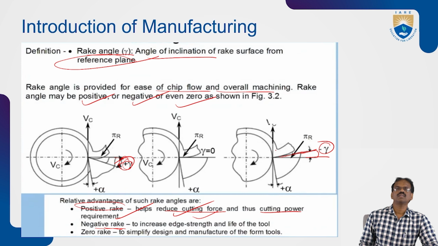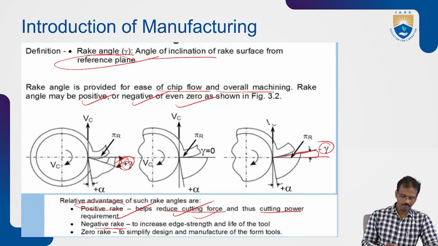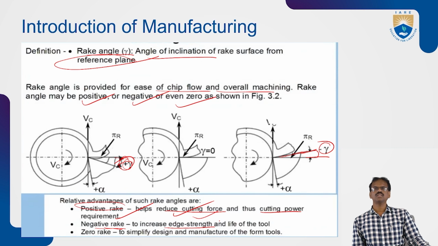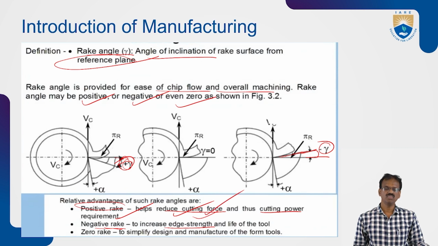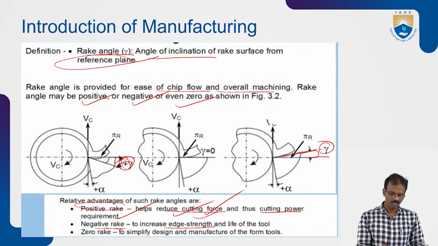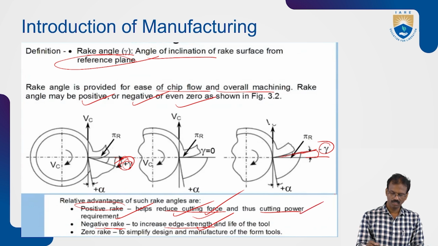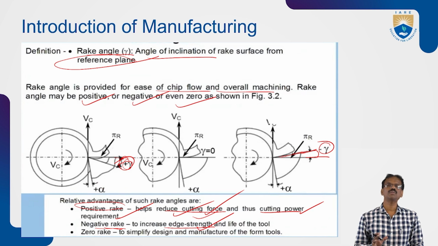Negative rake angle is used to increase the edge strength. Less cutting force is required in a positive rake angle, while in a negative rake angle, higher strength is required, so the edge strength should be increased. For ferrous and non-ferrous materials, we can use the positive rake angle. For hard materials, we have to use the negative rake angle.